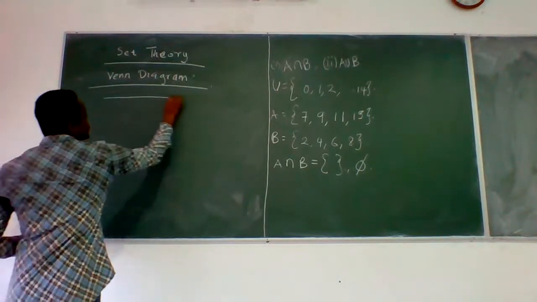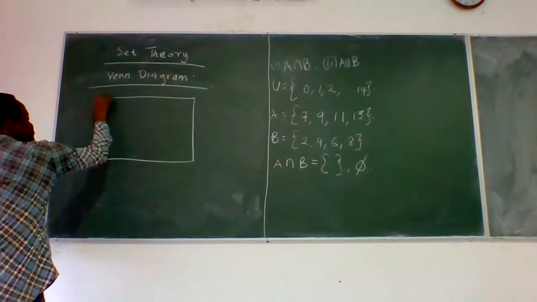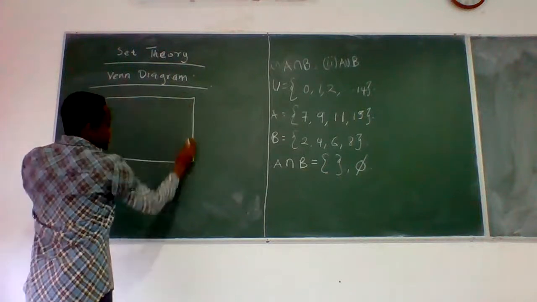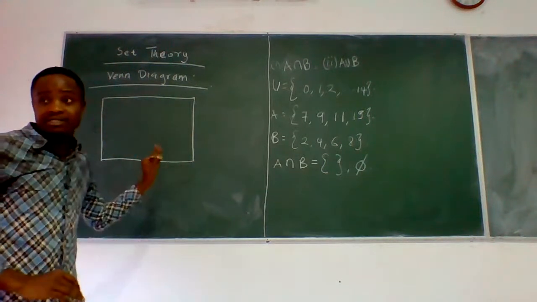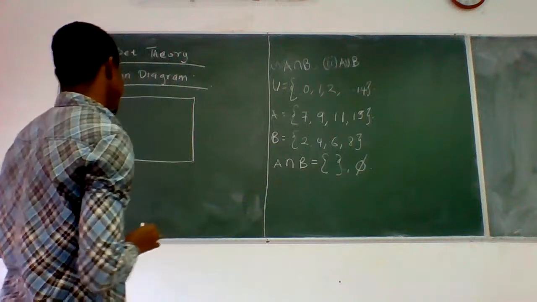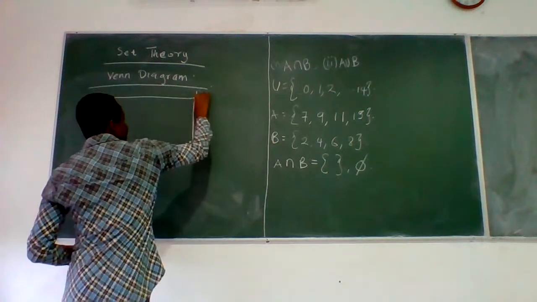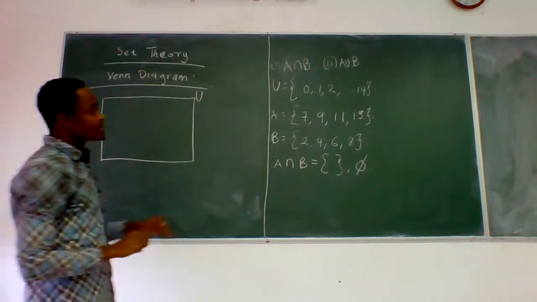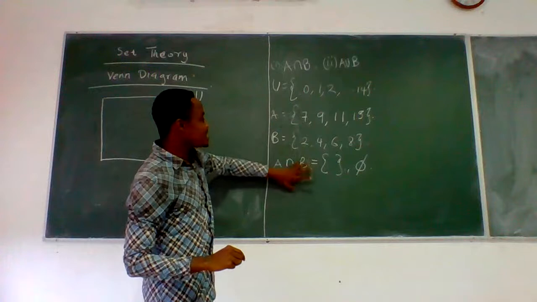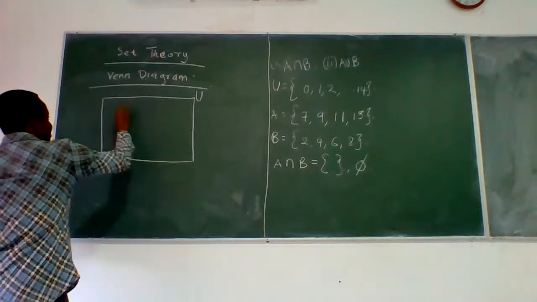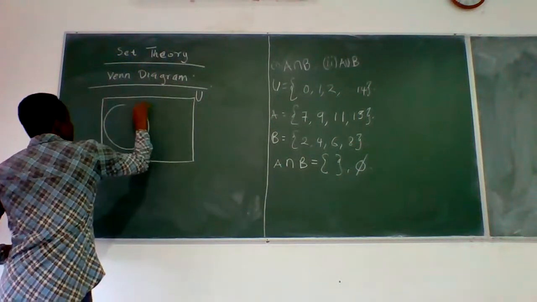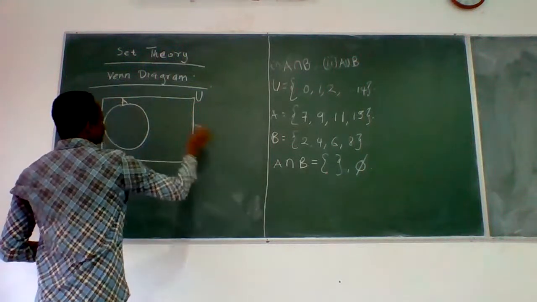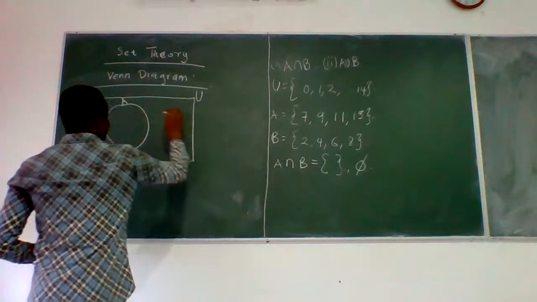So we have this diagram, and we take this box or this area to be our universal set, the space that we are working in. We normally name it U. And then we have our subsets, A and B. So let's say this is our subset A, and this is our subset B on the other side.